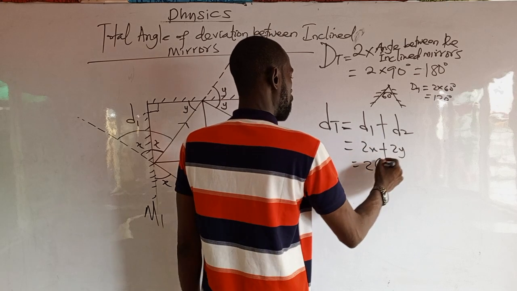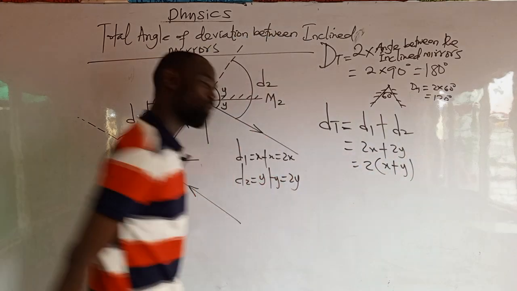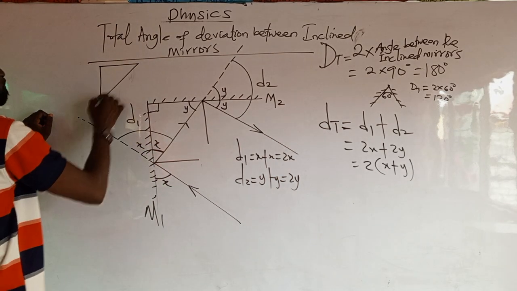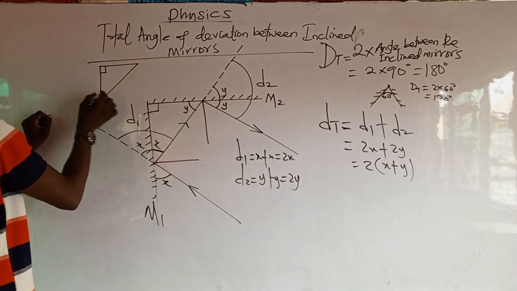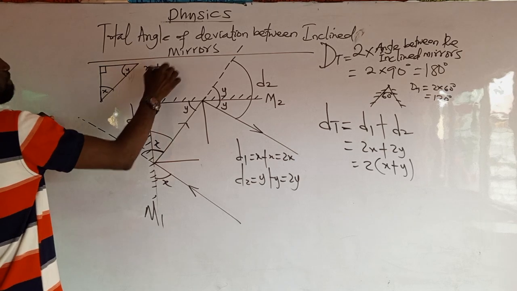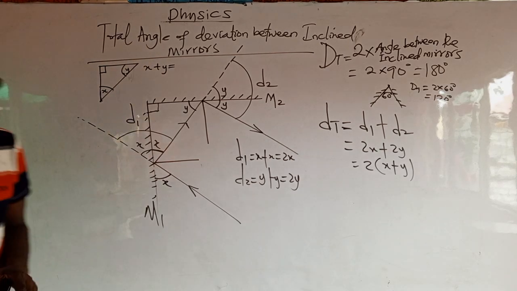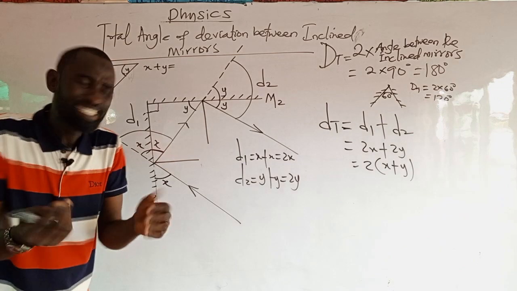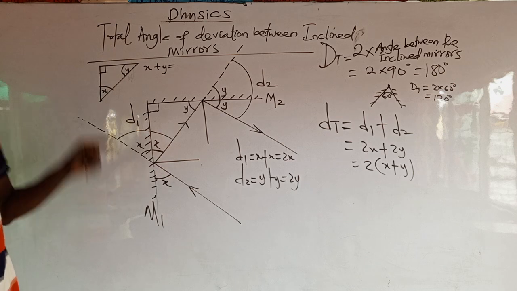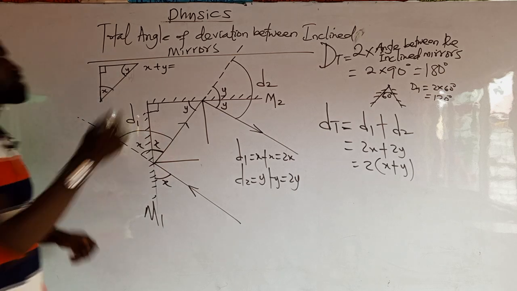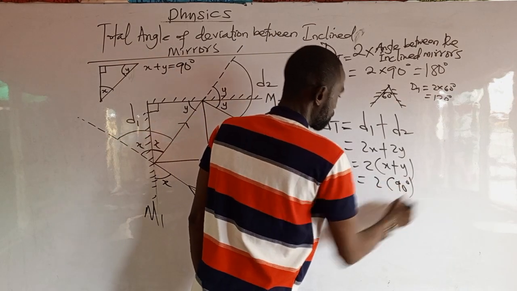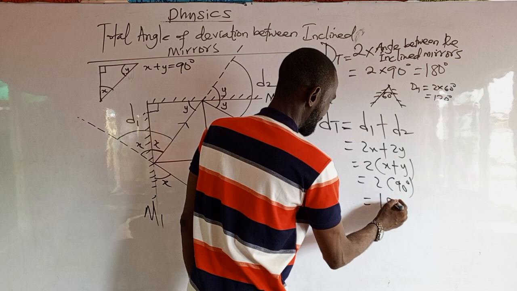Factor 2 out. We have X plus Y. Now, what is X plus Y? Look at this diagram. I have something like this. 90 is here. This place is X. This is Y. What is X plus Y from this diagram? The sum of angles in a triangle is 180. Out of 180, 90 is used. What will be the remaining angle? 90. So when I add X to Y, I must have the remaining 90. So our X plus Y is 90 degrees. So what is 2 times 90? That is 180.